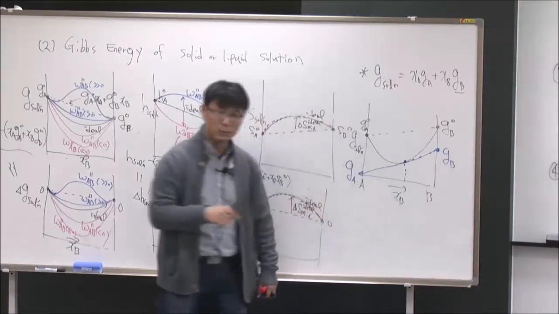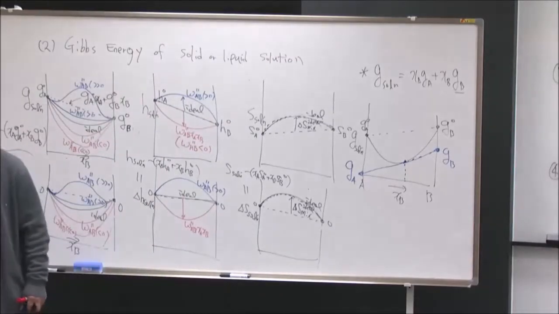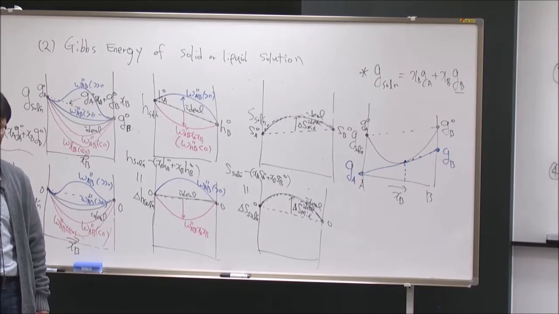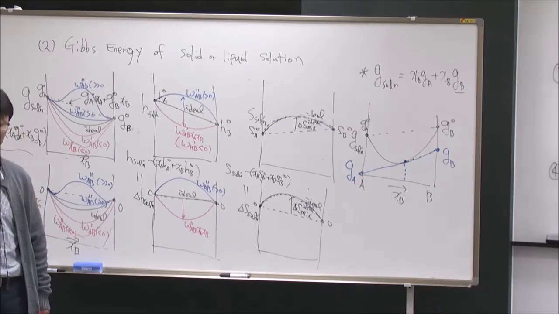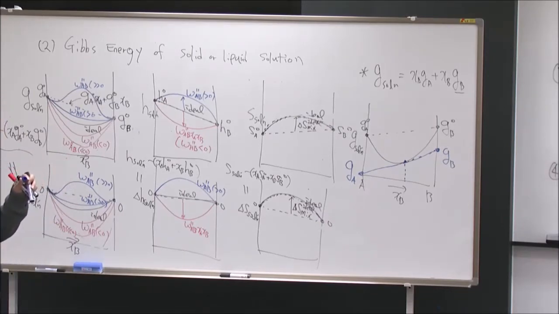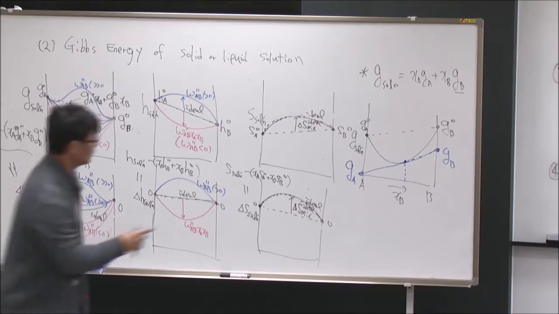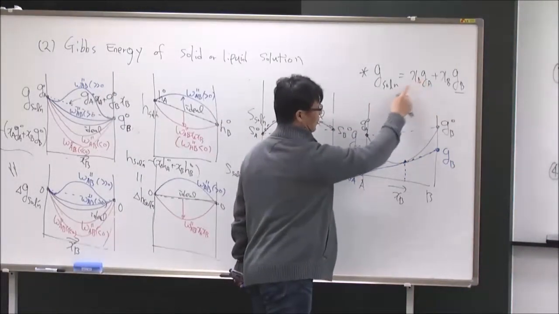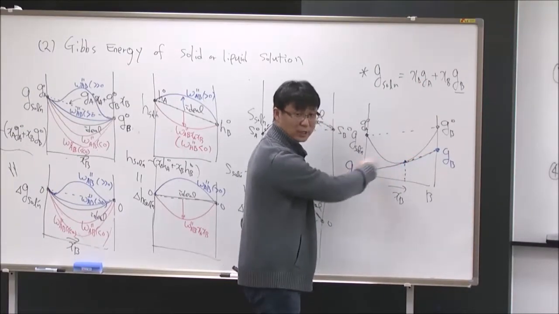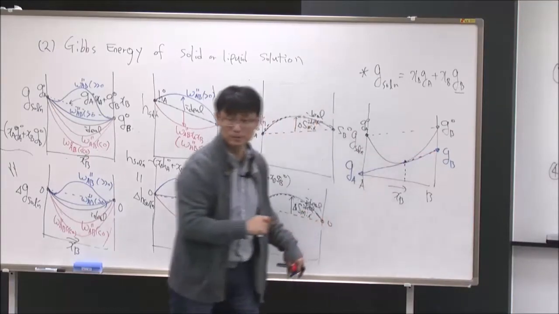So that means when you have a graph of the solution, if you draw a tangent at that composition, the intersection points with the two end axes, the XA axis and the XB axis, represent the partial Gibbs energy of A and the partial Gibbs energy of B in the solution. Does it make sense? It makes sense mathematically. This should be a linear curve, and the Gibbs energy of solution at this point should be the sum of these two, like a mechanical mixing of the two partial Gibbs energies. Yeah?